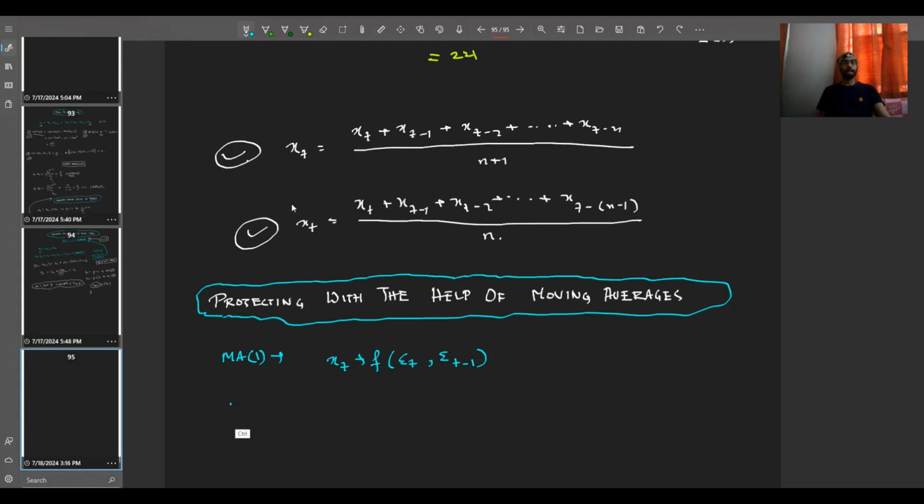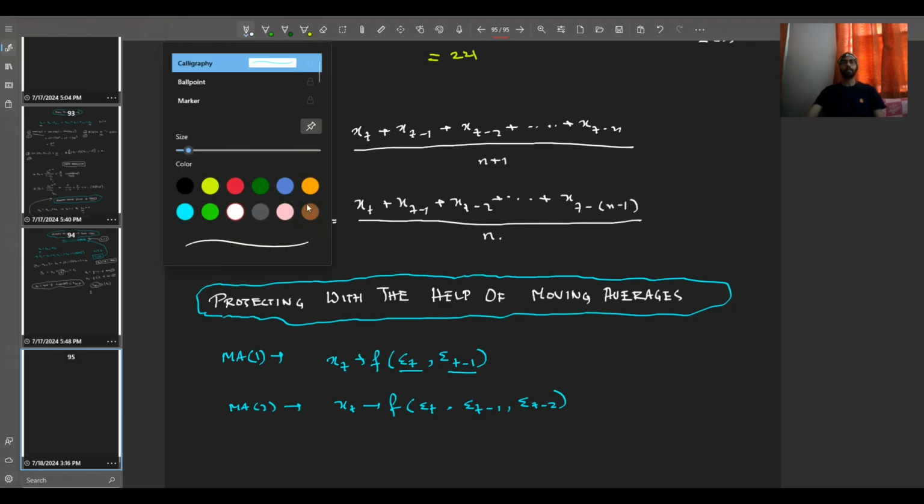And a second order moving average, MA2, means Xt is dependent on, or Xt is a function of, a random variable at time t, a random variable at time t minus 1, and a random variable at time t minus 2. Now these et and et minus 1 can be equally weighed or differently weighed. If they are differently weighed, the equation becomes like this.